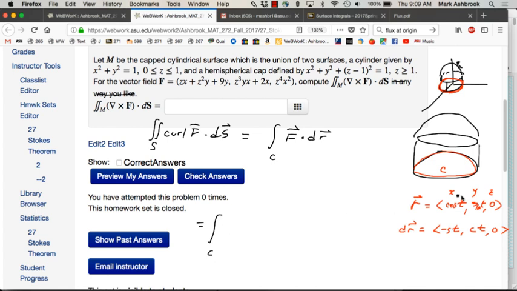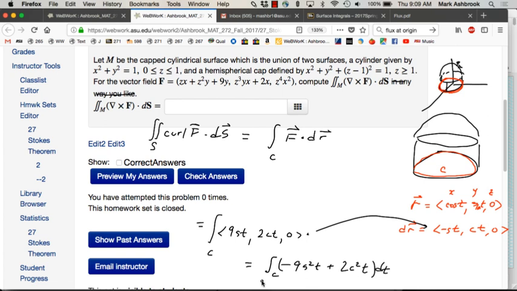So, yes, because z is 0. 9 sine t, 2 cosine t. Dot that, which comes out to be negative 9 sine squared t plus 2 cosine squared t, and t goes from 0 to 2 pi.